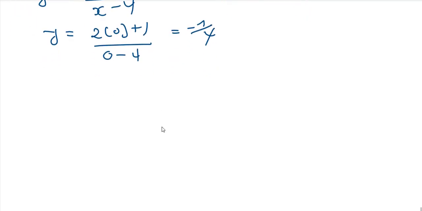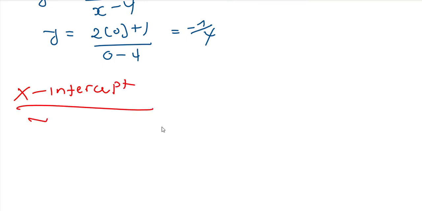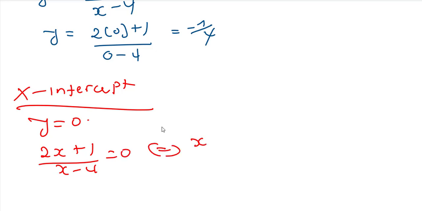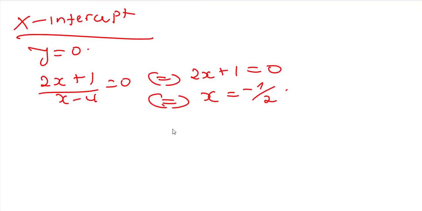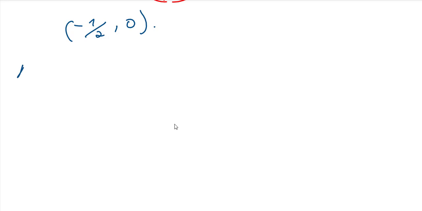Now we calculate the x-intercept, where the graph is going to cut the x-axis. The x-intercept occurs when y is equal to 0. So when y is 0, we have (2x plus 1) divided by (x minus 4) equal to 0. This is true if and only if 2x plus 1 is equal to 0, and that's true if and only if x is equal to negative a half. So the x-intercept will be (negative a half, 0). We keep that. Now the next thing we have is our asymptotes.